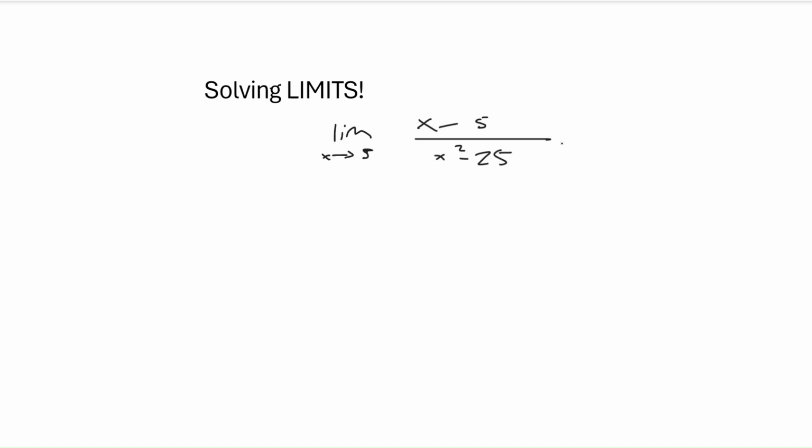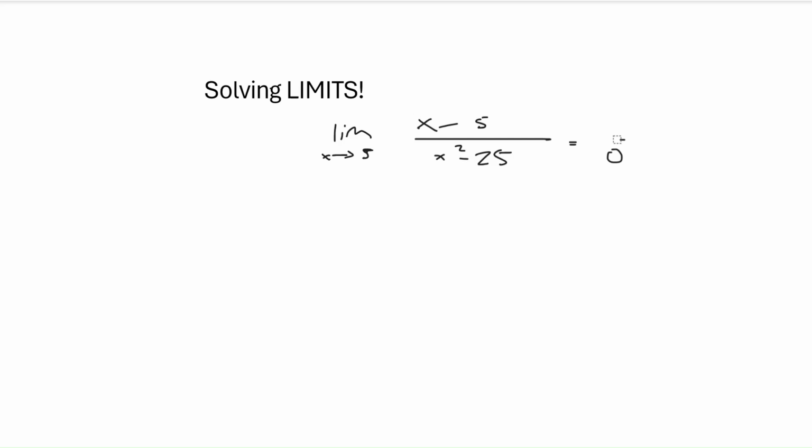If we just tried to plug in here, what would happen? Well, if we put in 5, we'd have 5 minus 5, which is 0, which actually is fine. We can have a 0 on top. But here's the problem on the bottom. If we have 5 squared minus 25, that will give you 25 minus 25, which is 0 again. The problem is that 0 over 0 is indeterminate. We don't know what this is exactly. It could be 0, it could be 1, it could be infinity. So this can't be an answer, and we can't just plug in here.